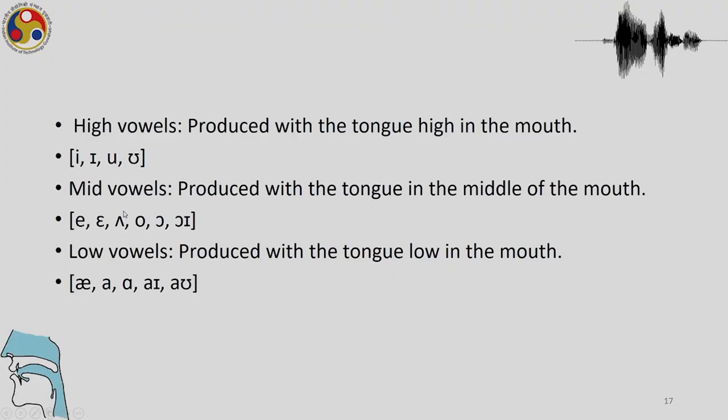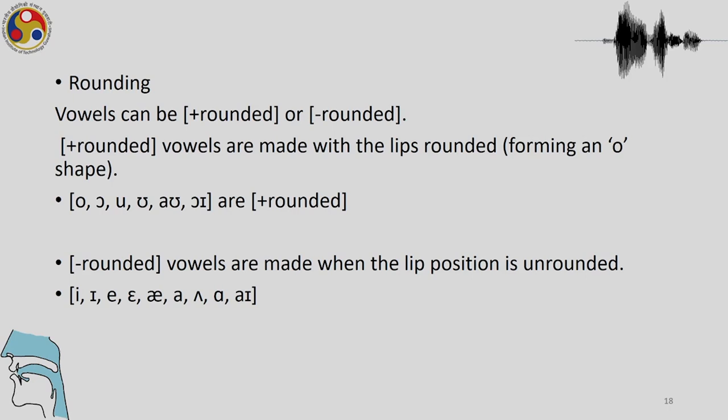And you have mid vowels, and then you have the low vowels produced with the tongue in a place which is lower than the high position and the mid position. So this is the lowest position of the tongue, and with that you produce sounds like a, ah, aw. Apart from that, the third property of vowel sounds is that of rounding. So what is rounding? Lips are in a rounded position when some vowels are produced. Lips are in an unrounded position when some vowels are produced. So here we see the rounded vowels o, o, u, o, au, and oi. And then we have the unrounded vowels which are e, e, a, e, e, a, o, I.